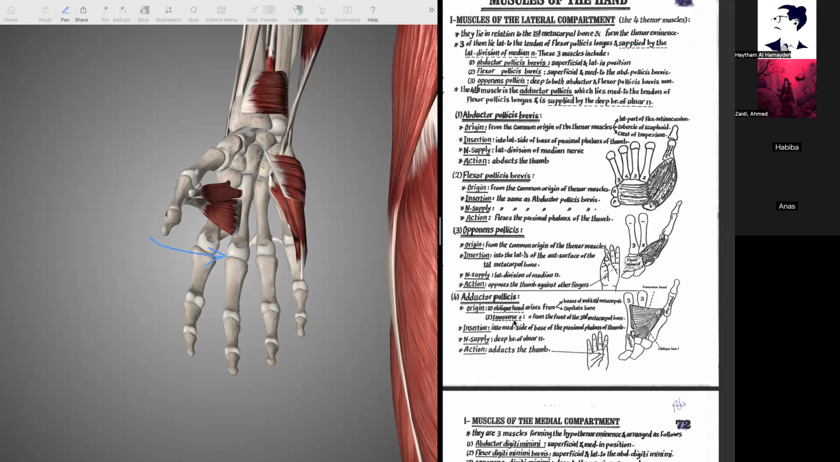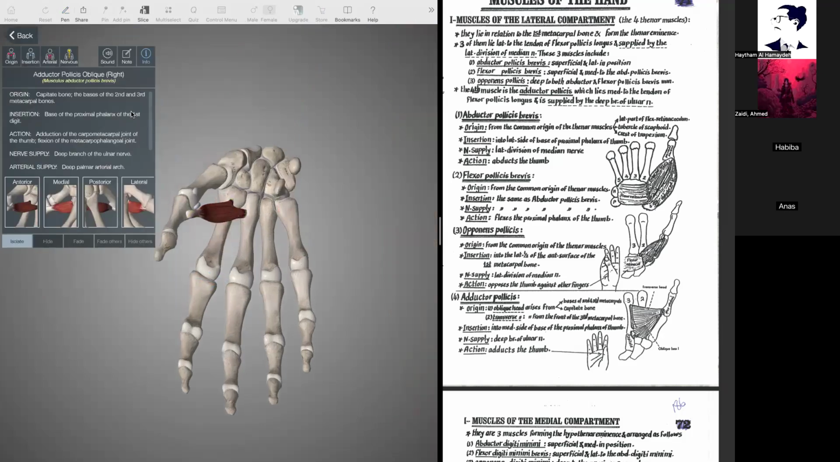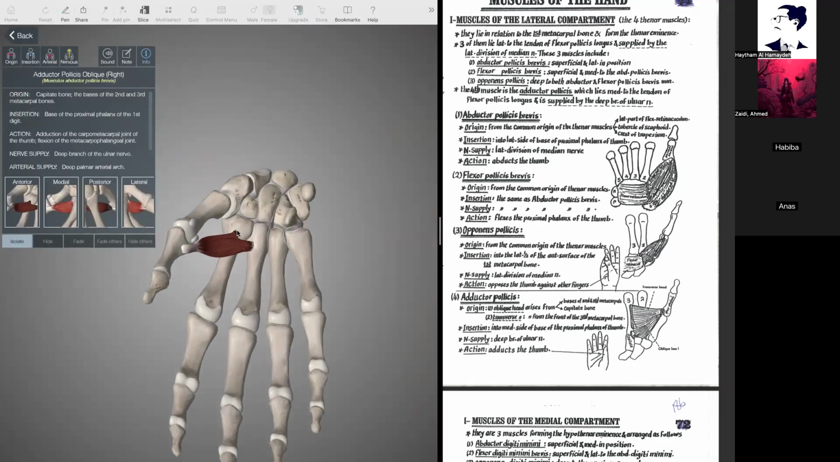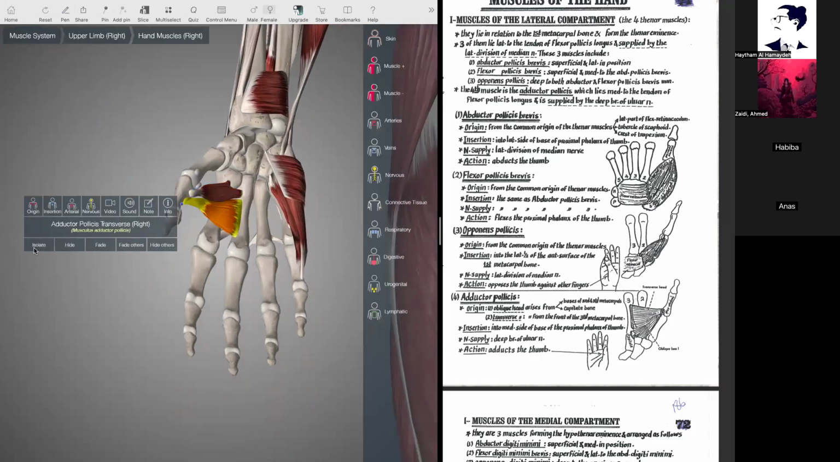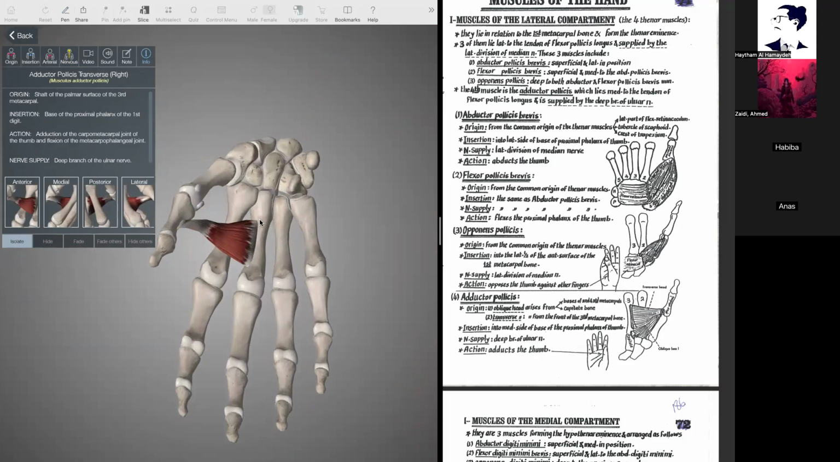The two heads, there are two, so there will be two origins. The oblique head arises from the capitate. It doesn't say here, but it arises from the capitate and the base of 2 and 3. You can see it, base of 2 and 3. The transverse head originates from the shaft of the third metacarpal.